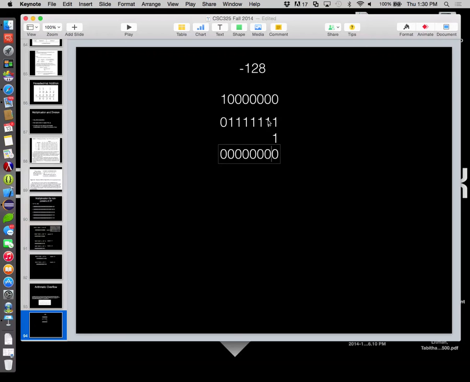One plus 1 is 0, carry the 1. 1 plus 1 is 0, carry the 1. 1 plus 1 is 0, carry the 1. 1 plus 1 is 0, carry the 1. 1 plus 1 is 0, carry the 1. 1 plus 1 is 0, carry the 1. 1 plus 1 is 0, carry the 1. So this is our 2's complement version of negative 128.